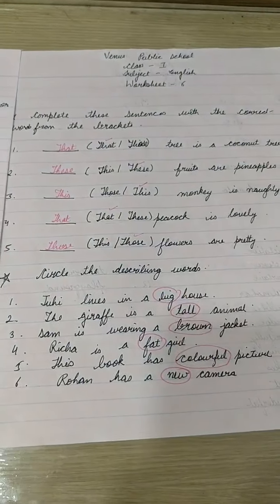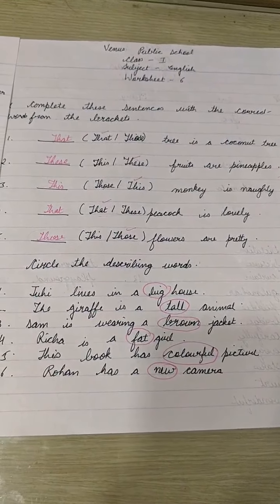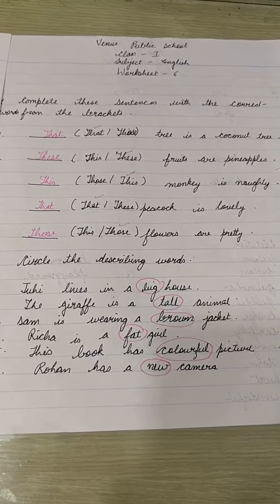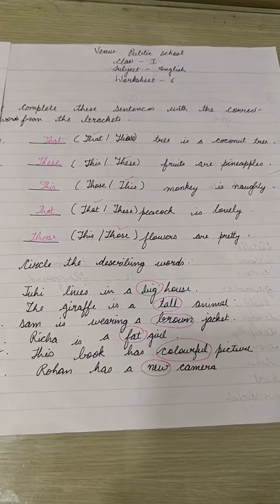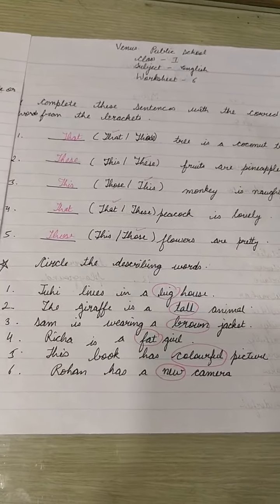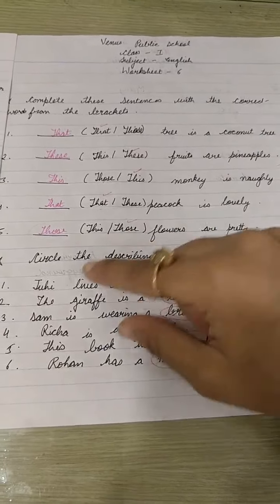Circle the describing words. So what you need to do, you have to circle the describing word in the sentences. Describing words means when we describe more about noun, jab hum noun ke bare mein aur information dete hain, jab noun ke bare mein aur batate hain, that are known as describing words. It is also known as adjectives.